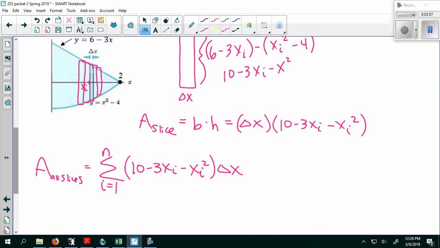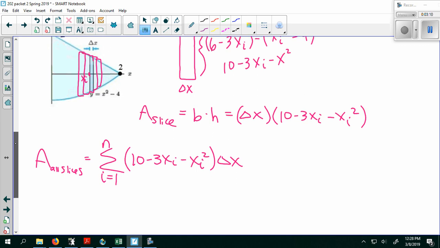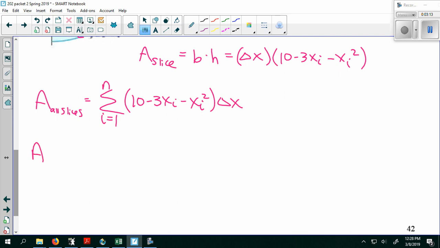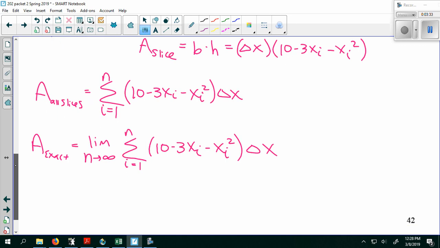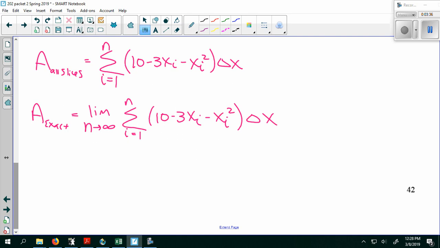But if I want the exact area, I take a limit as the number of slices goes to infinity. So my area exact is the limit as the number of slices goes to infinity of the summation of n slices. And that is a limit of a Riemann sum, which is the definition of an integral. So this becomes the integral. You drop the x_i's when we translate to an integral. So this becomes 10 minus 3x minus x squared, and the delta x becomes a dx.